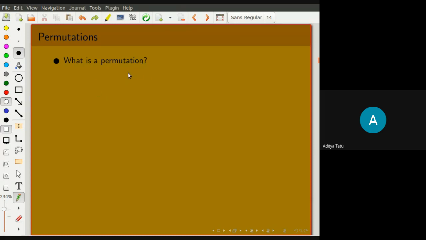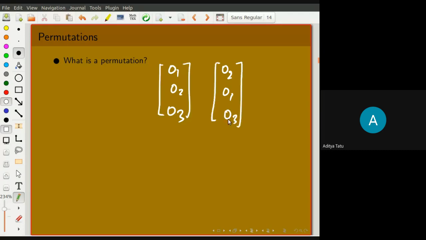Let's say I have 3 objects, object 1, object 2, object 3. How can I rearrange it? One possible way, object 2, object 1, object 3. If I put this in a vertical order, and I call the set of these objects A, and this is also the set A. Remember, a set has nothing to do with order. You can put the elements in any way you want, the set still remains the same. Now, how do I describe this?